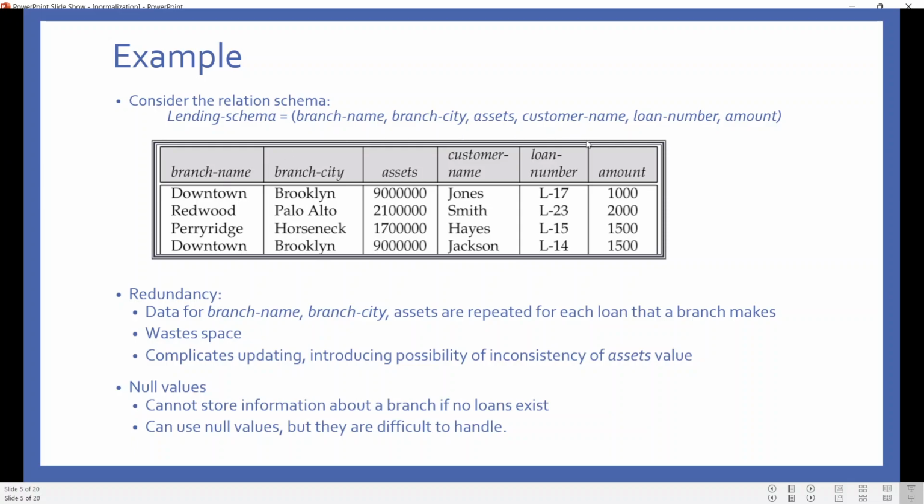This particular relation is one in which all these anomalies are present, because we can see that it is a bigger table in which 6 attributes are there.